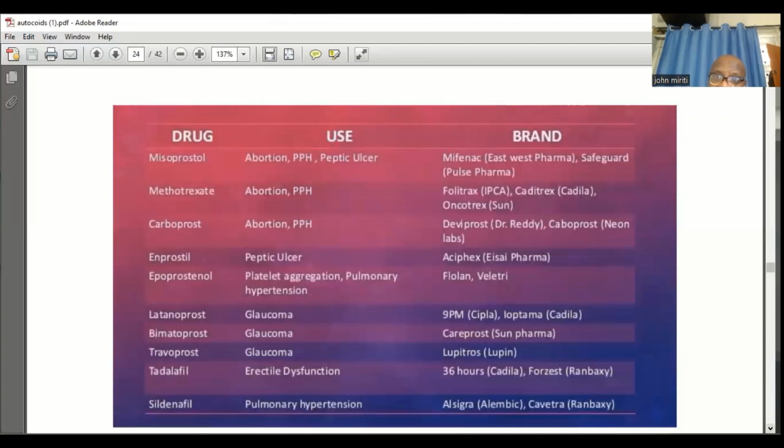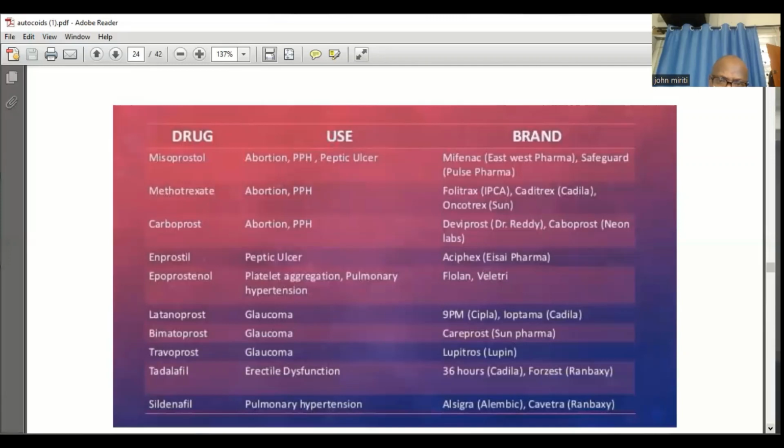And again, you have enoprostil, which is used for peptic ulcer disease but is not registered in Kenya. Then you have epoprostenol, used for the management of platelet aggregation and pulmonary hypertension, and the brands in the market are like Flolan and Veletri. Then latanoprost, used for the management of glaucoma, with common brands like Roptopam and GPM. Then we have bimatoprost, used for management of glaucoma. Careprost is the most common brand.